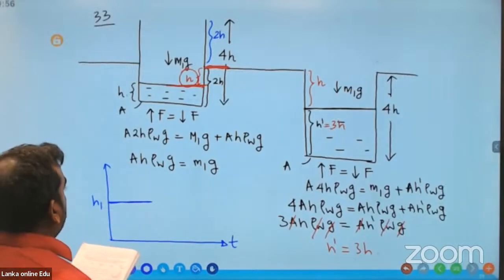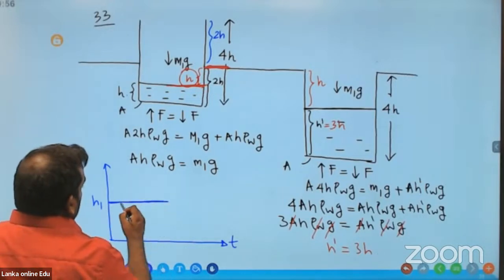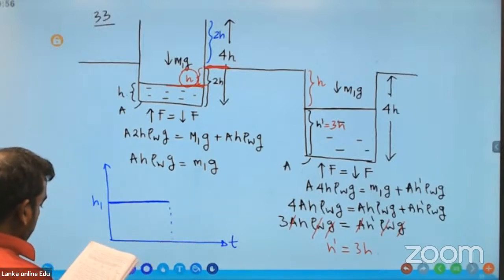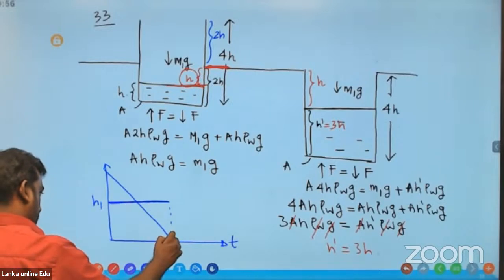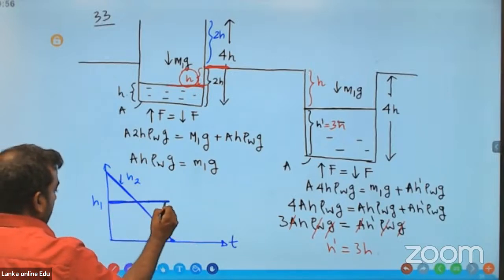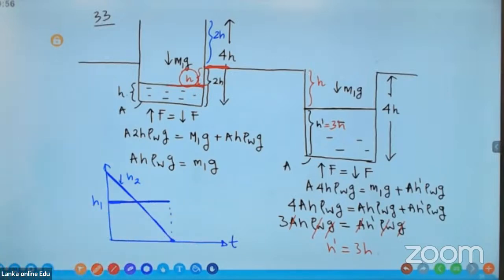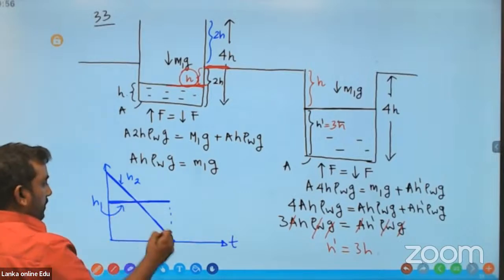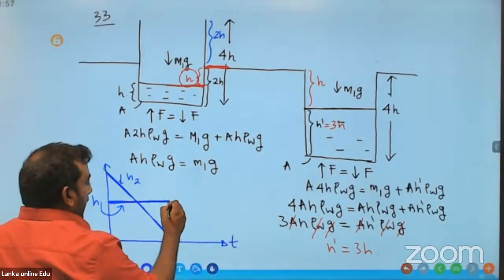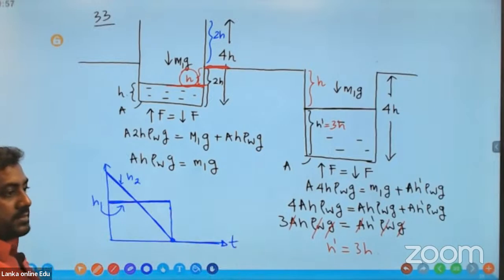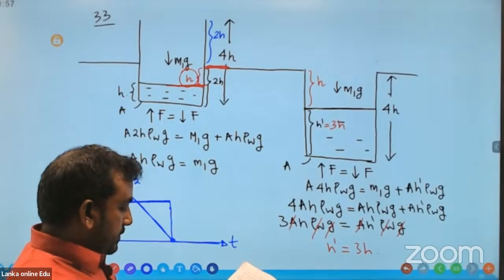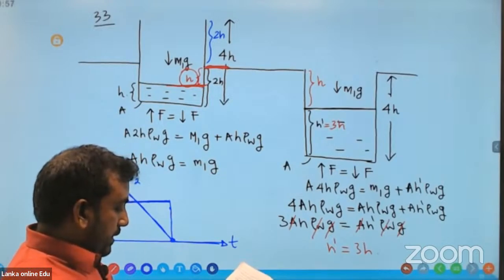So even when the outer height is actually 0 at this state, H1 can still be constant according to this picture. And then suddenly the sinking will take place. Quickly, the reduction will take place.